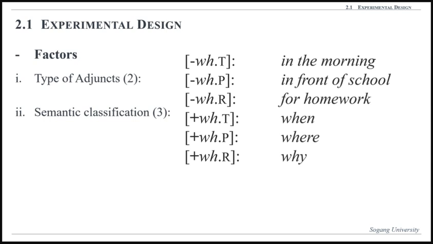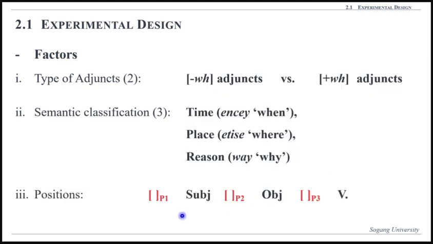factorial design. So, 55 participants were asked to complete the declarative or interrogative sentences by inserting one of these adjunct expressions into one of 3 positions, like this: pre-subject, pre-object, and pre-verb positions. And this is the abbreviation form for place 1, place 2, and place 3.